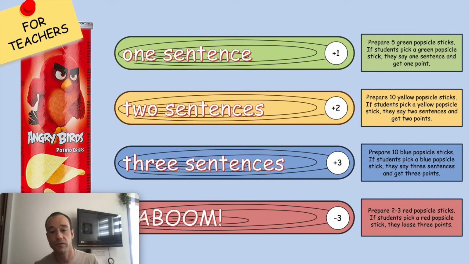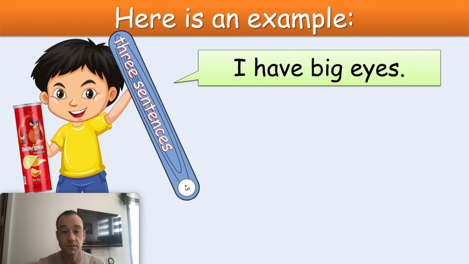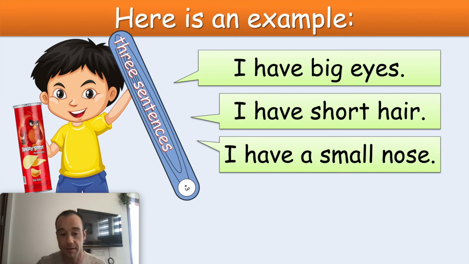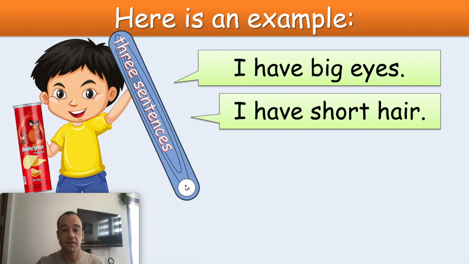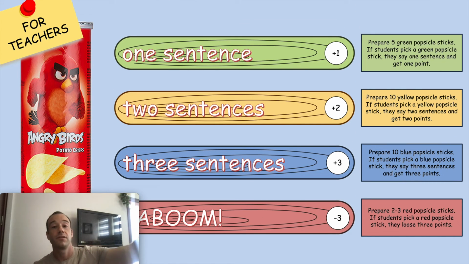You'll bring a student up. Well, you can show them the example first. So here's how it works. This student pulls a blue popsicle stick, which means they need to say 3 sentences. For example, I have big eyes, I have short hair, I have a small nose. Then they get points. You can actually write this on the board. What I would do in my class is put on the board green +1, yellow +2, blue +3. They need to say 3 sentences for blue. For the green one, they need to say 1 sentence.